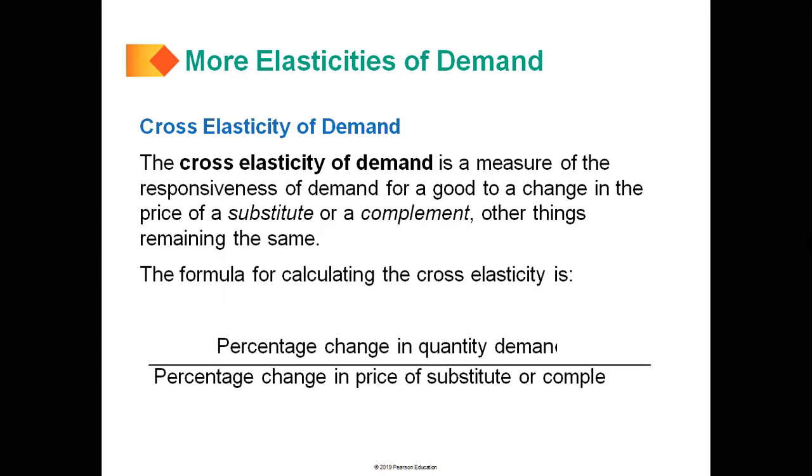Okay. And it's the same thing. We just change the denominator to represent the percentage change in the price of a substitute or complement. And don't forget, we're probably always going to use that same methodology where the numerator is the actual change over the average between the first and the last, where we started and where we ended up.